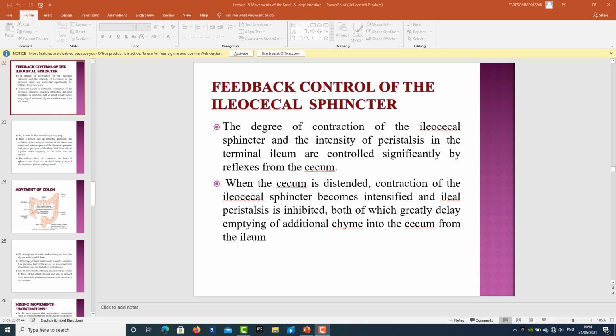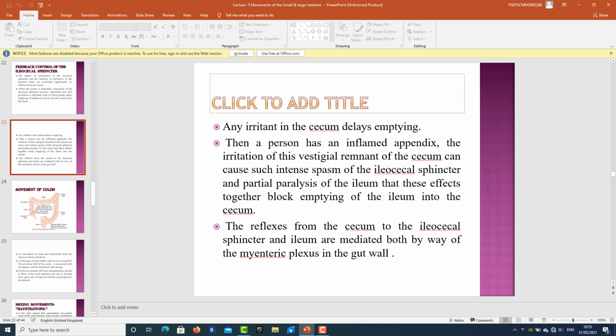When the cecum is distended, there is contraction of the ileocecal sphincter, and that is very much intensified, and ileal peristalsis is inhibited, both of which greatly delay the emptying of additional chyme into the cecum from the ileum. Any irritant in the cecum can delay the emptying.